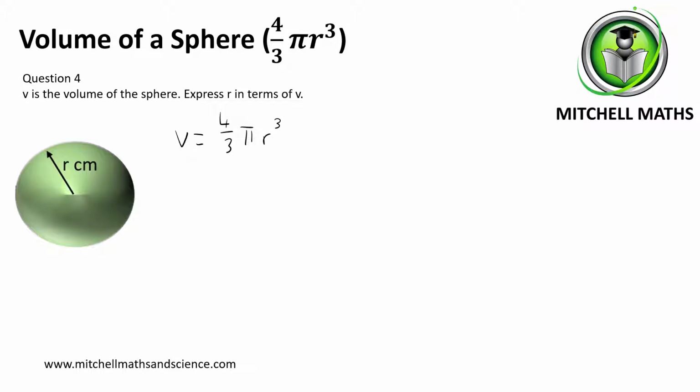Well, I'll times by 3 first to get rid of the fraction, which will give me 3v equals 4 pi r cubed. Next thing I can get rid of is this 4 pi here by dividing by it. So I'll divide by 4 pi, which will give me 3v over 4 pi equals r cubed. And then I need to get rid of the cubed. Well, I can get rid of the cubed by doing the cube root of both sides.